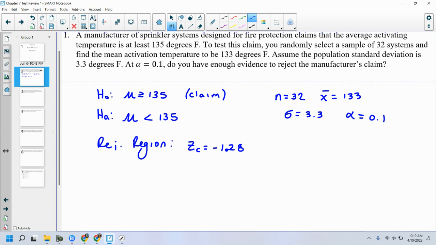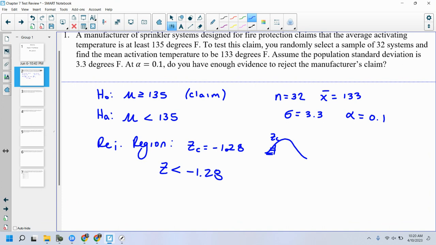It's a left tail, so I don't have to do anything with it. You don't have to draw this diagram, but here is Zc. So my rejection region is right there, because this is a left tail test. Therefore, my rejection region is if Z is less than negative 1.28, I can choose to reject the null. Does that make sense?